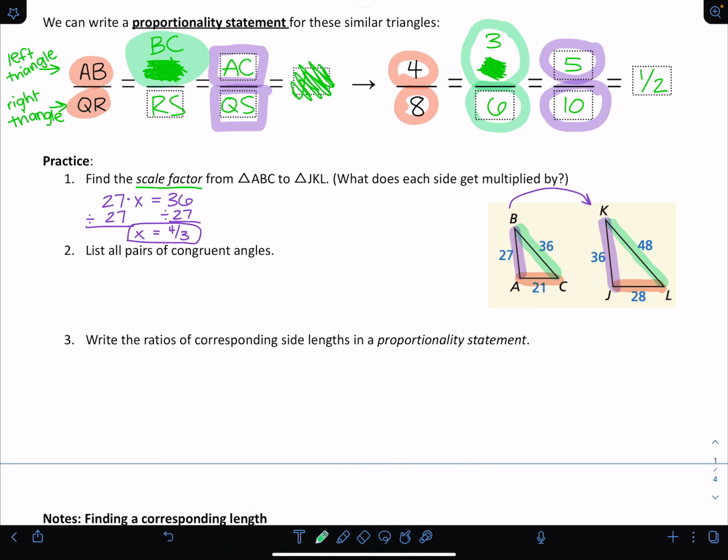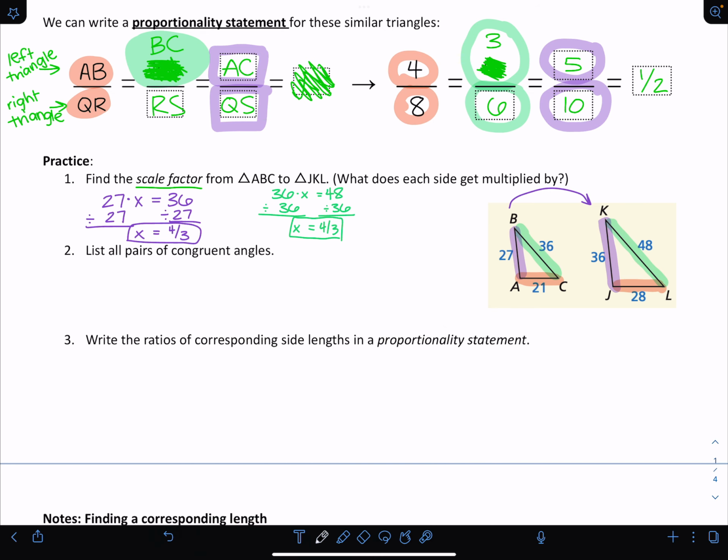You could check that with a different set of sides. So like let's do 36 times something equals 48. We need to divide both sides by 36. And we should get x equals, let's type on the calculator, 48 divided by 36. Oh look, it's the exact same thing, 4/3. Of course, you could do the same thing with the orange sides, but you don't have to. You really only need to do one set of sides.